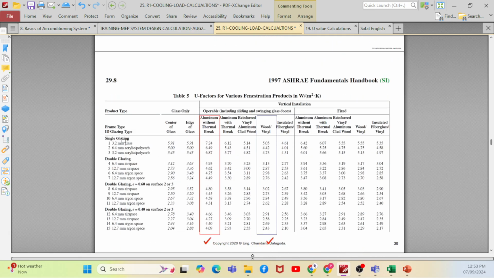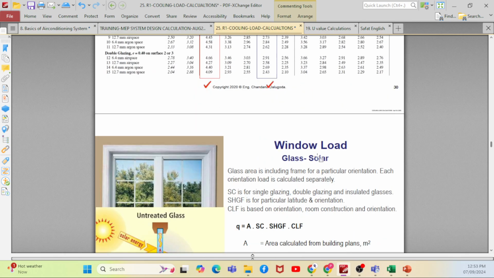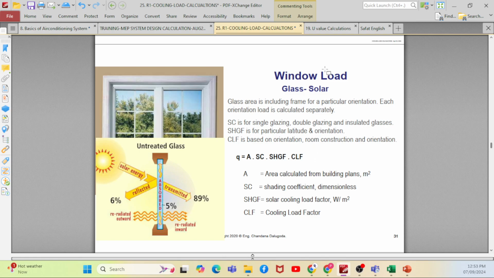You can see different materials, right? Aluminum material, with single glazing and double glazing, to calculate the U value, the U factor. Then you have the window load, right? You can see the equation: Q equals the area from the building plan, like what is the area of the window. Then the shading coefficient, which is a dimensionless value. If you have no idea, you can put 1. Then the solar cooling load factor.